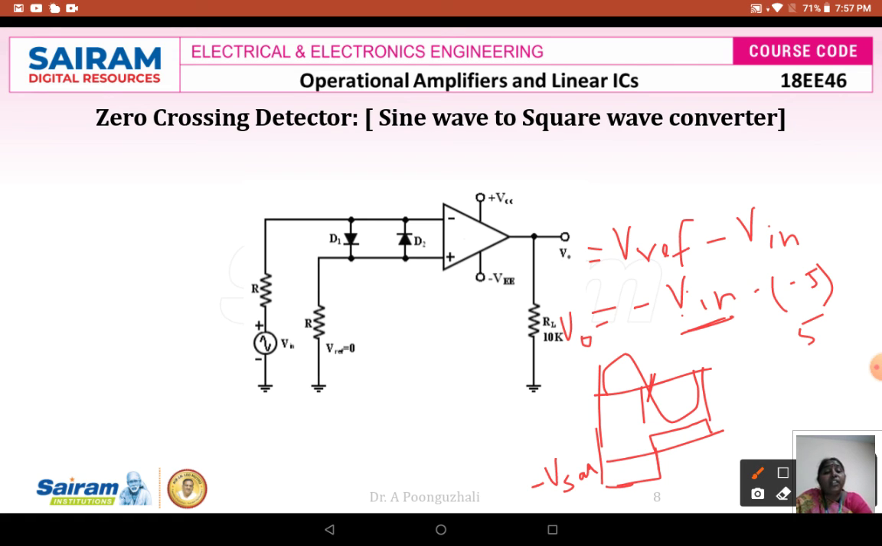It is just the inverse of your input. Positive input means negative saturation. Negative input means positive saturation. So this transition will occur at zero crossings. At the zero crossings only this transition will occur. That is called a zero crossing detector.